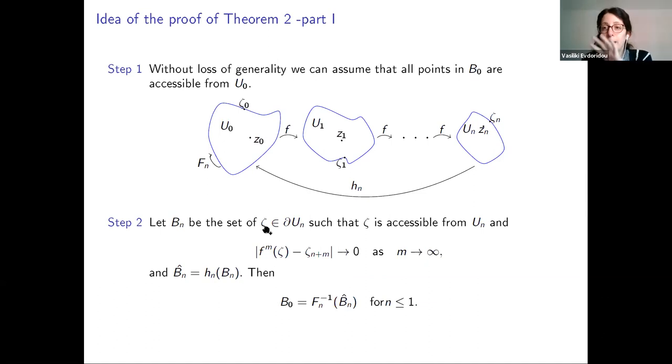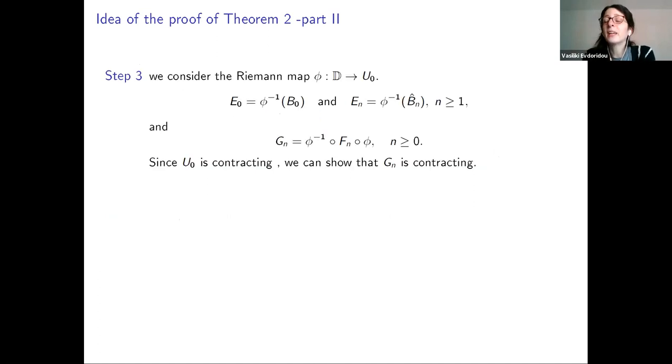As I said, we have now moved to U_0, and we focus on the boundary of U_0, and we have our set B_0, and all the sets B_n hat belonging to the boundary of U_0. Now is the crucial step where we go from U_0 to the unit disk. How do we do that? If you remember a few slides earlier, we saw that we can use a Riemann map. So we use a Riemann map phi here.